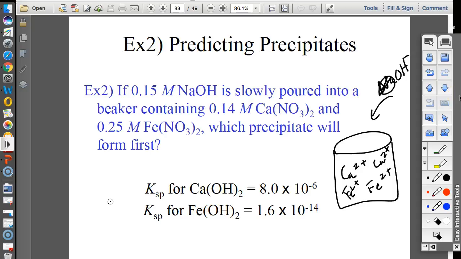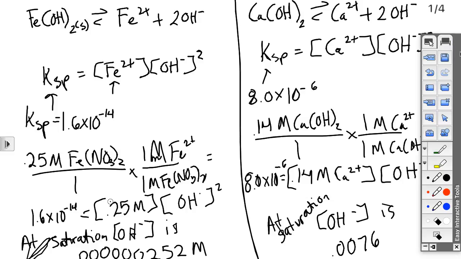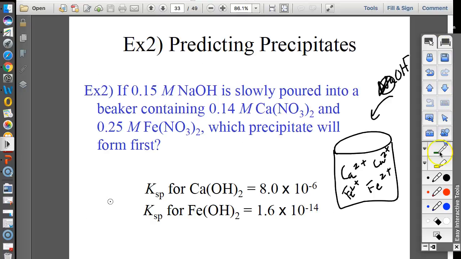So the answer is iron 2 hydroxide, because only 0.00252 molar hydroxide is needed to form precipitate, whereas it will take 0.0076 molar concentration of hydroxide to make a precipitate. And so obviously that requirement for hydroxide will be met first, because that's a smaller amount of hydroxide. Can you kind of hang with me there? Okay, that's fun. I'm having the best time.